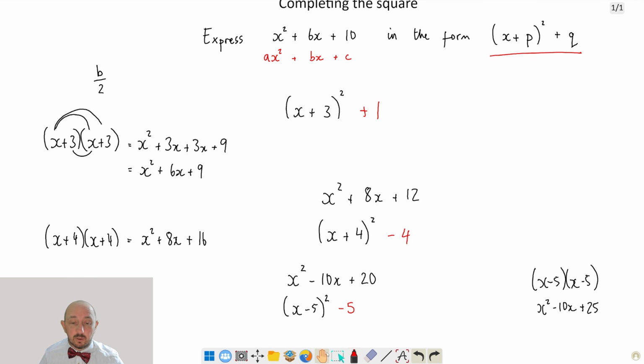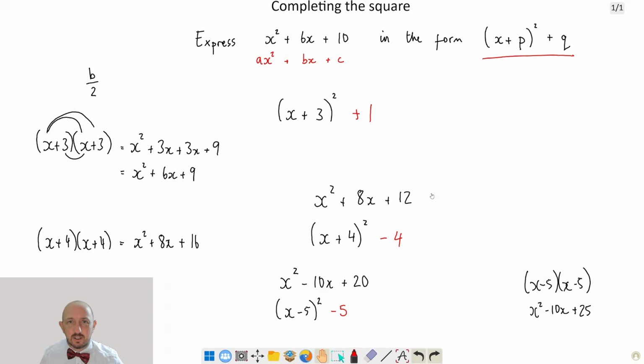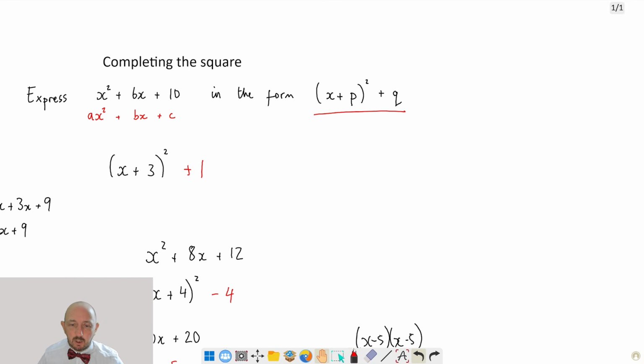Now, what does this actually give us? What's the whole point of completing the square? Well, when we look at the quadratic, let's go back to our first example, x squared plus 6x plus 10, then this would look something like this.